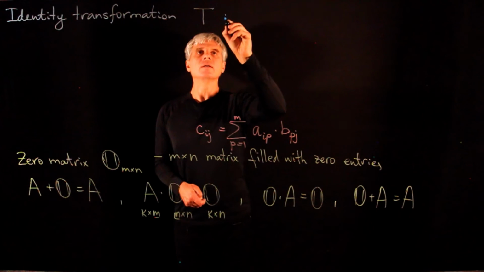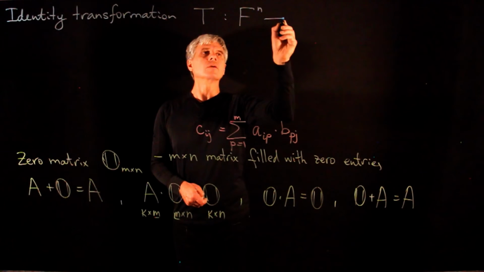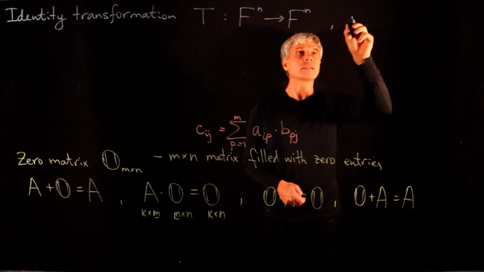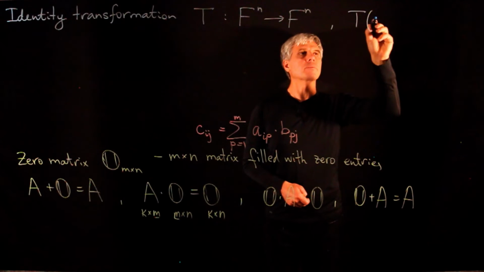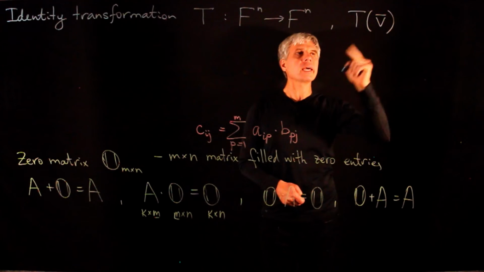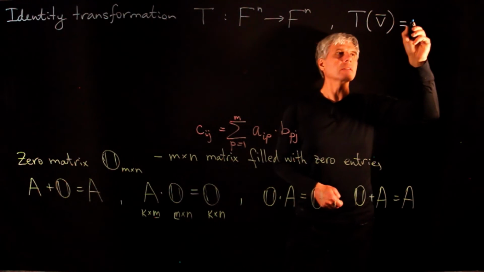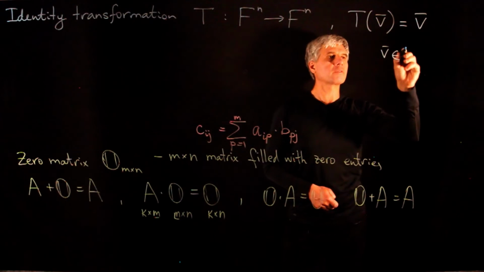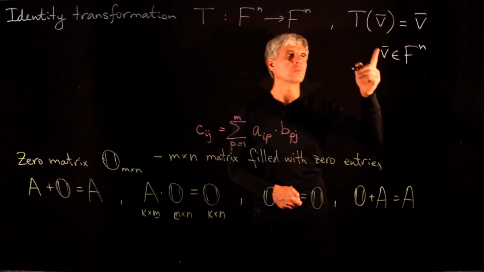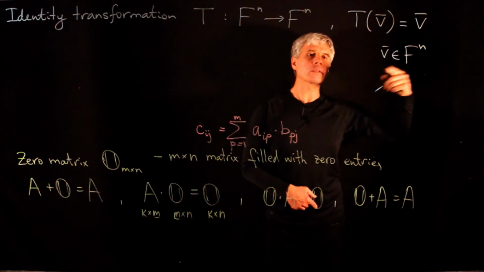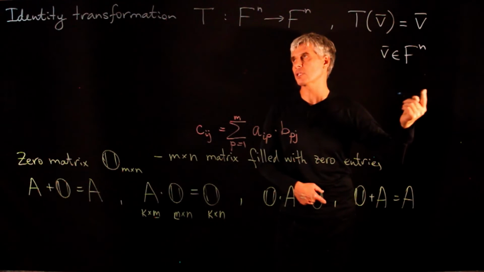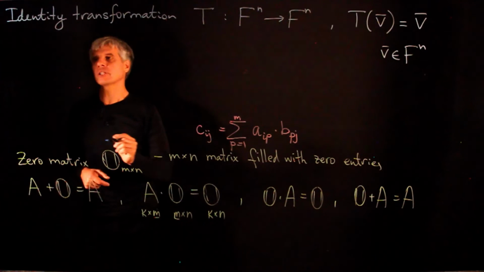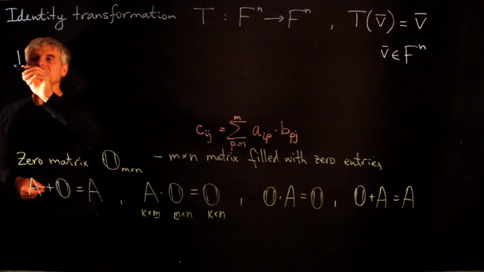So T from Fn to Fn. This is a lazy transformation that does very little or practically nothing. It takes any vector v, a vector from Fn, and transforms it to itself. So it takes input and returns the same output. This is called the identity transformation, and it gives rise to the identity matrix.